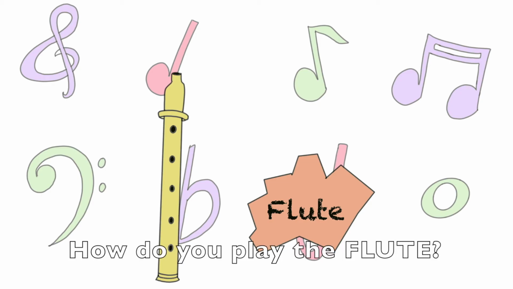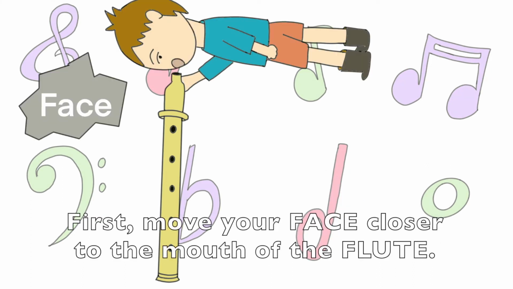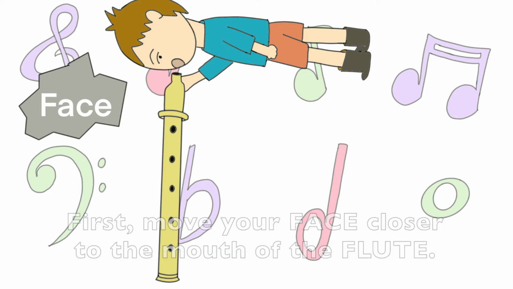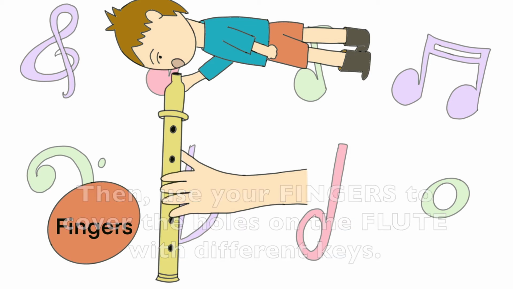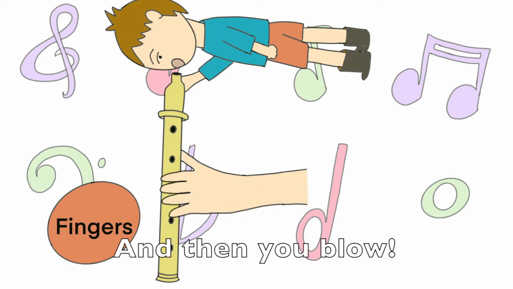How do you play the flute? First, move your face closer to the mouth of the flute. Then, use your fingers to cover the holes on the flute with different keys. And then you blow. F.